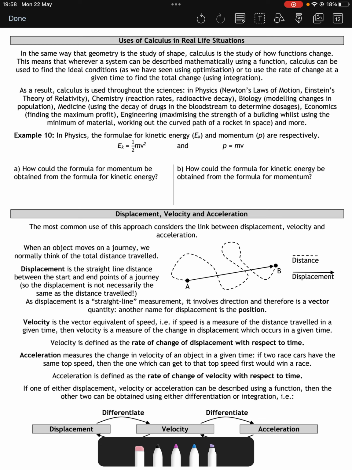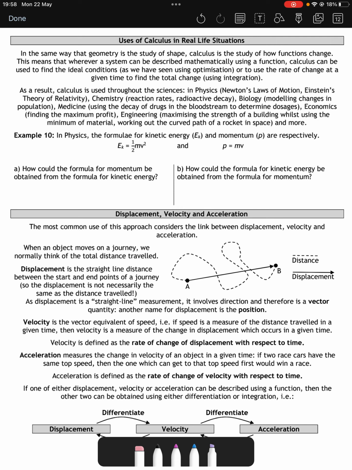So in physics, things like Newton's laws of motion, we go into that. Kind of more into Advanced Higher, Einstein's theory of relativity. In chemistry, looking at reaction rates, radioactive decay; biology, things like population; medicine, economics, engineering, just lots and lots and lots of different branches. We're looking at the pure side of maths. Calculus is so fundamental in all of these.